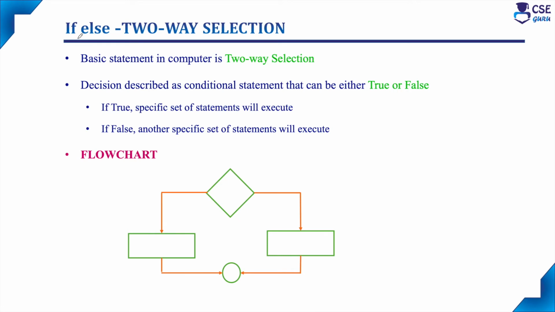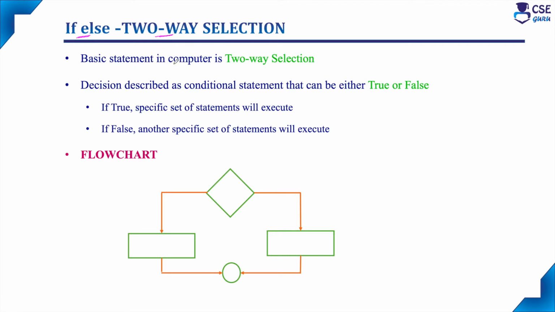The next conditional statement in C program is nothing but the if-else statement. This if-else statement is a two-way selection statement. That is, if the condition is true, a specific set of statements will execute, and if the condition is false, another specific set of statements will execute.